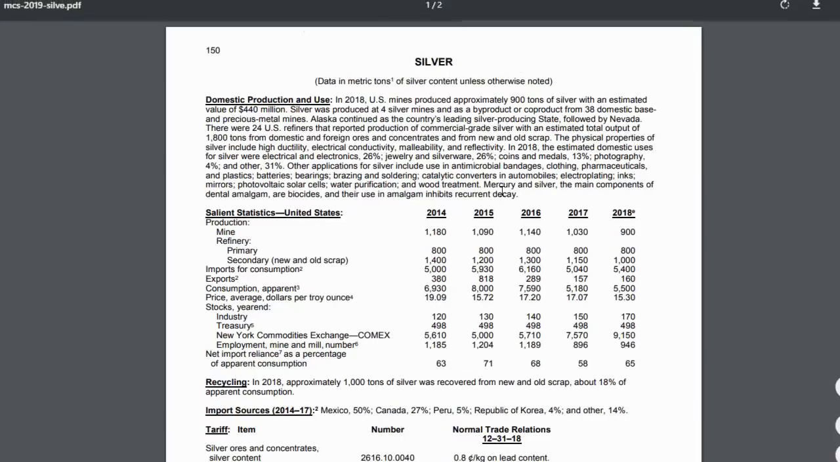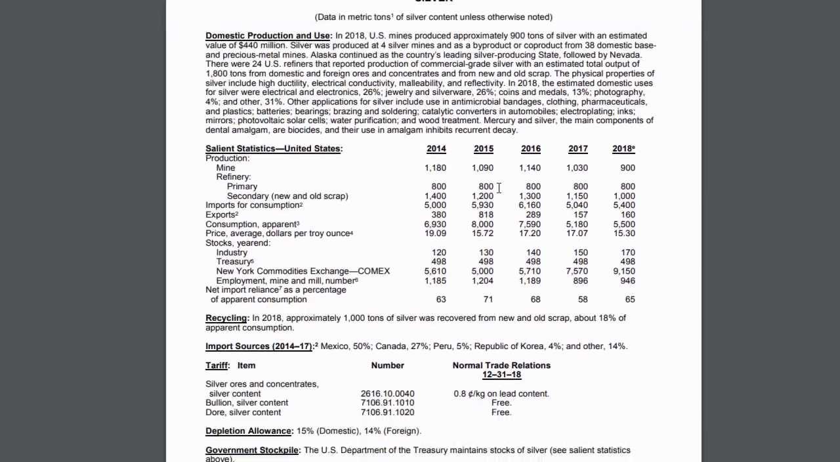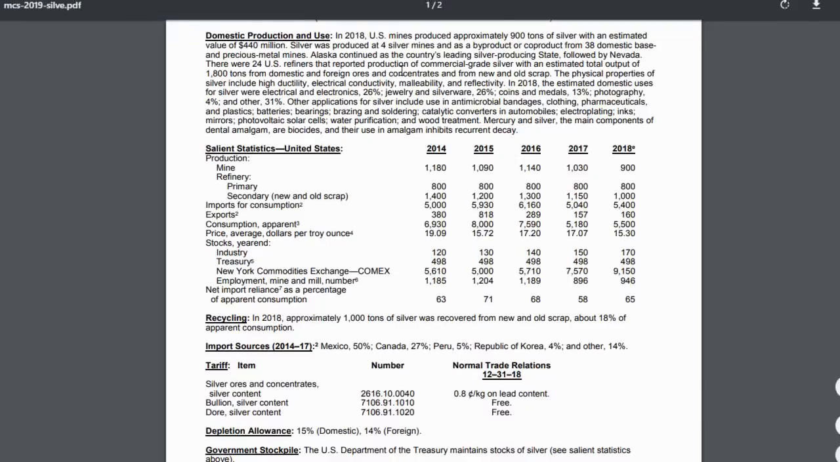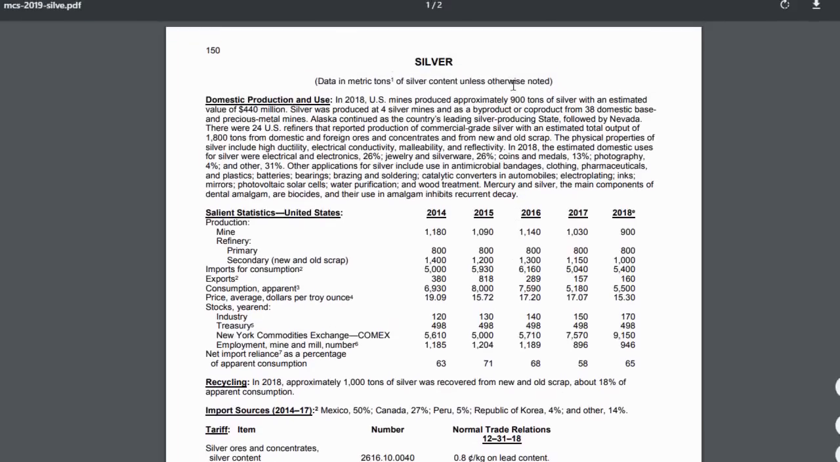And if you take a look at the silver production here from the USGS, we can see very clearly what's going on in the silver production figures here. And it's quite intriguing to see. It says in the United States, mines produce approximately 900 tons of silver with an estimated value of $444 million, which is a drop in the bucket compared to the M2 money supply for sure.